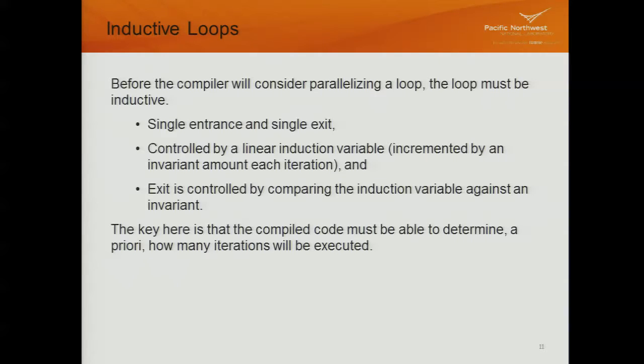And again, the exit, so the test, the third term in the for loop, which is the test on when to break out, has to be controlled by this inductive variable against an invariant. The test on the break can't be something that changes with each iteration as well, because then again, I wouldn't be able to compute the number of iterations to start with.